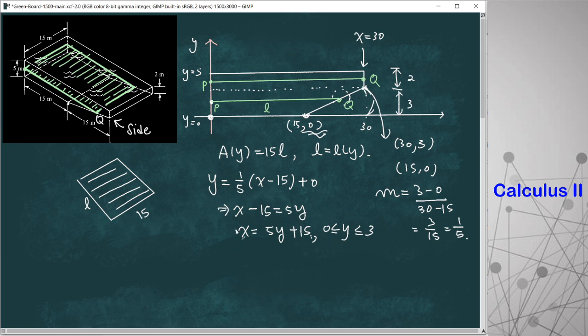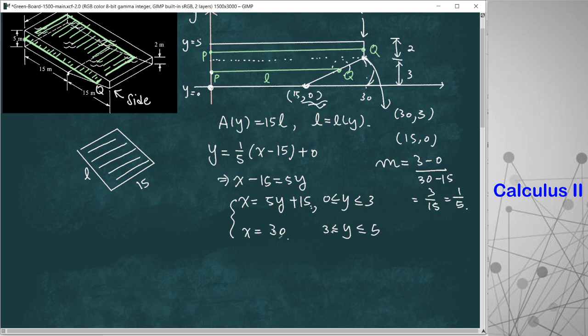But when y is greater than 3, if you go beyond y equals 3, this length L is always equal to 30. It never changes. Go all the way up to 5, it's 30 in there. So we figured out the formula of L. That is the formula of L as a function of y. So you can still use this A(y) and use this L(y) in there.